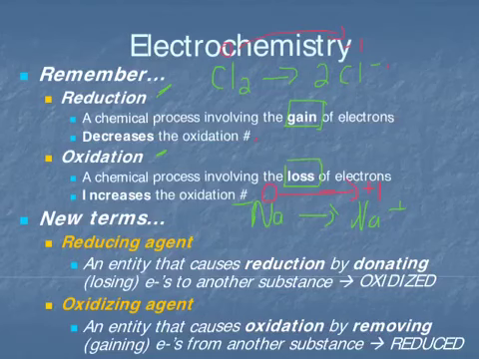A couple more terms that we need to review. A reducing agent is something that causes a reduction by donating electrons to something else. A reducing agent gets oxidized itself because it loses electrons. On the other hand, oxidizing agents themselves get reduced, but they help something else get oxidized. The analogy we used last time was a travel agent. A travel agent doesn't actually do the traveling, but helps you in the traveling. So it's important to remember that a reducing agent gets oxidized itself, whereas an oxidizing agent gets reduced itself.